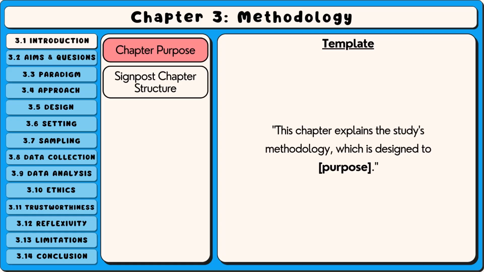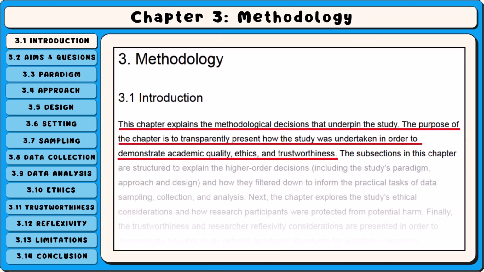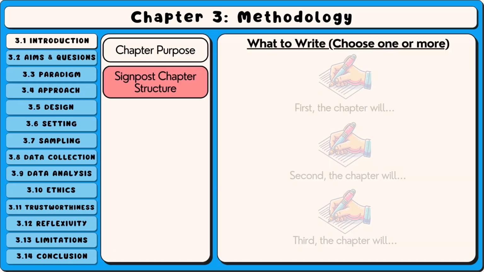So here's a template. The chapter explains the study's methodology, which is designed to, and then state the chapter's purpose. The example says, this chapter explains the methodological decisions that underpin the study. The purpose of this chapter is to transparently present how the study was undertaken in order to demonstrate academic quality, ethics, and trustworthiness.